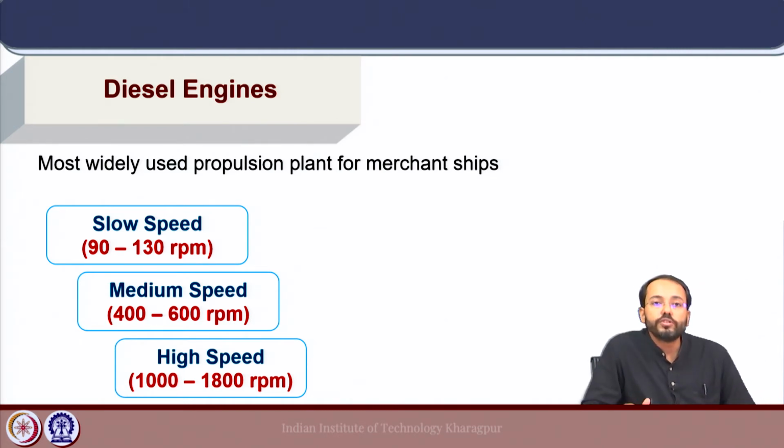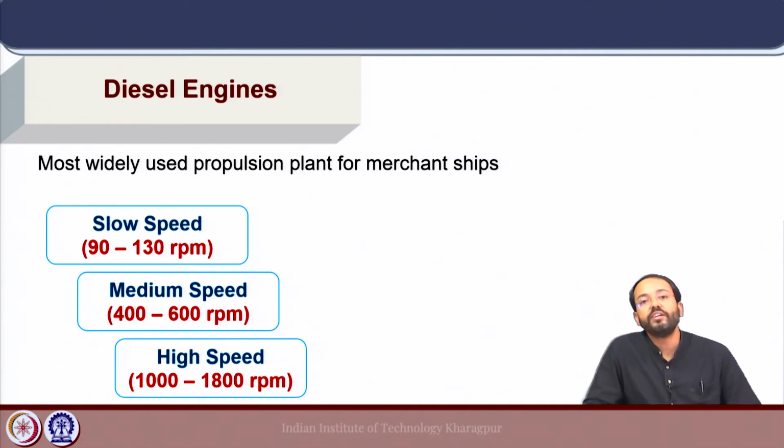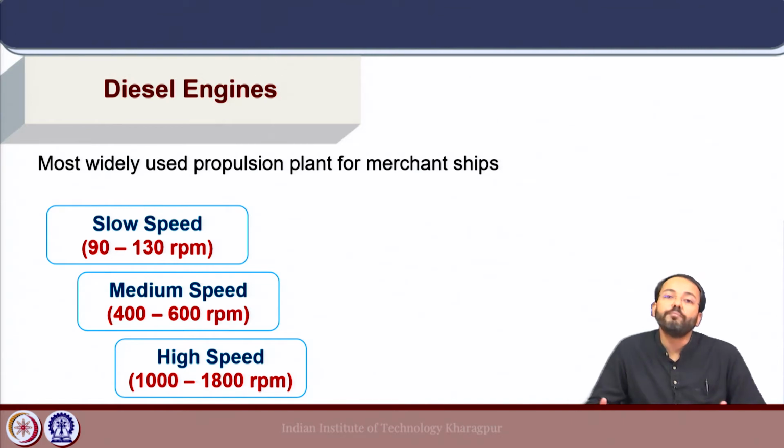For slow speed diesel engines, the range of RPM is typically between 90 and 130. For medium speed diesel engines, it is between 400 and 600 RPM, and for high speed diesel engines, the RPM is very much on the higher side, between 1000 and 1800 RPM typically.